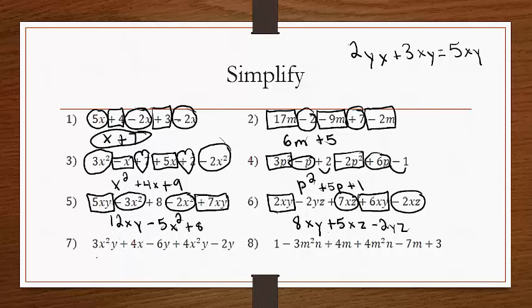So looking down here, I see an x squared y term. So let's box that up. We're going to look for any x squared y terms. So here's another one. Now we're ready to combine.